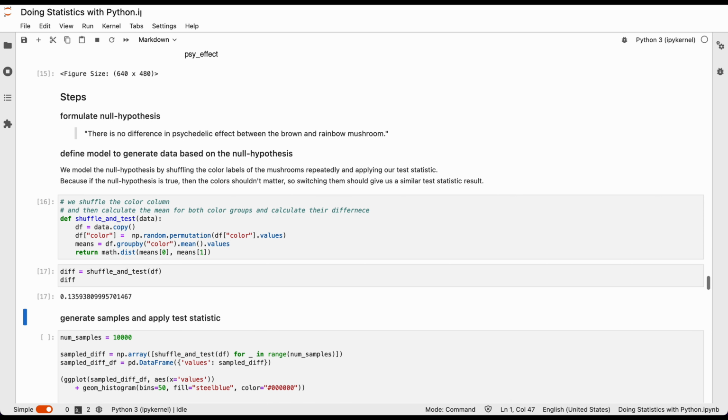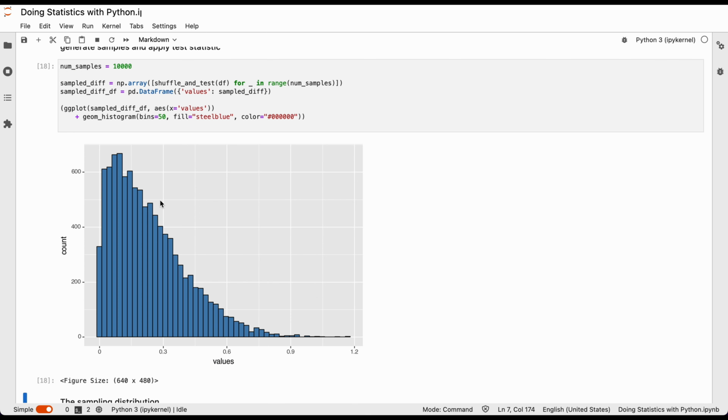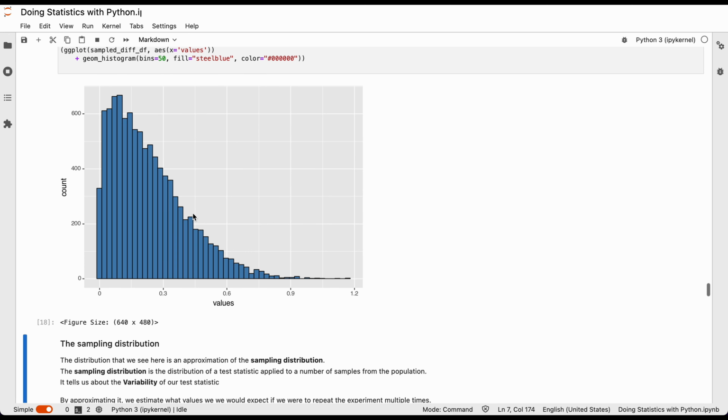So let's run that one time. This gives us 0.13, and now we repeat it a bunch of times. So we're gonna shuffle and then apply our test statistic 10,000 times, and then display our result with a histogram plot. So from this we can read what kind of difference values we would expect to see at which likelihood if the mushroom color didn't matter. We also call this distribution the sampling distribution, but rather the approximation of the sampling distribution, because the real sampling distribution would be the distribution of test statistics applied to real samples. And in here with our shuffling, we're just generating fake samples.